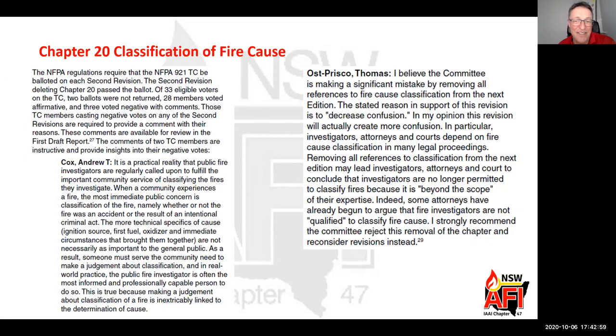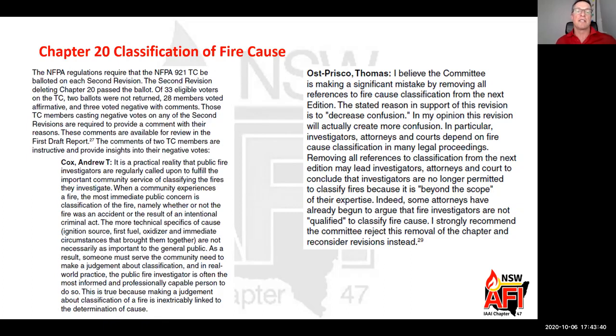Says, I believe the committee is making a significant mistake by removing all references to fire cause classification from the next edition. The stated reason in support of this revision is to decrease confusion. In my opinion, the revision will actually create more confusion. In particular, investigators, attorneys, and courts depend on the cause classification in many legal proceedings. Removing all references to classification from the next edition may lead investigators, attorneys, and courts to conclude that investigators are no longer permitted to classify fires because it is beyond their scope of expertise. Indeed, some attorneys may have already begun to argue that fire investigators are not qualified to classify fires. I strongly recommend the committee reject this removal of the chapter and consider revising the edition.